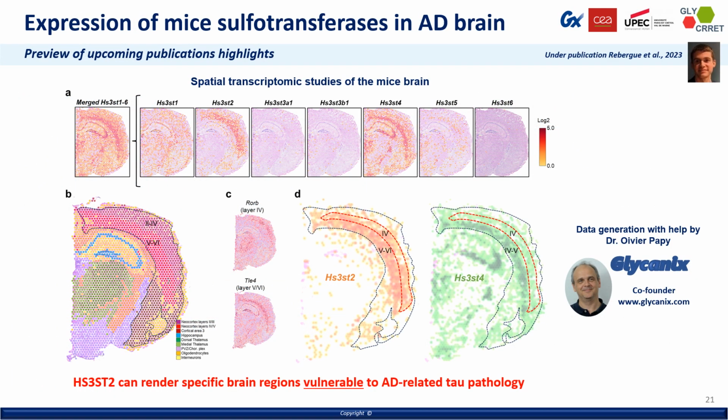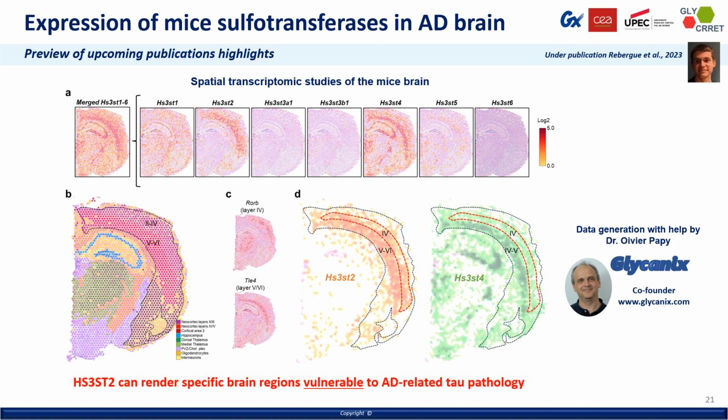One of the highlights concerns an upcoming publication by Rebecca et al. It concerns the spatial transcriptomics from the Alzheimer brain for human, but here I'm going to show you the mouse brain for the different sulfotransferases. We have here the sulfotransferase 3-O-sulfotransferase 1, 2, 3A, 3B, 4, 5, and 6.